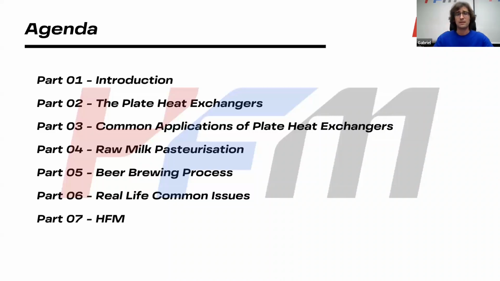Then I'm going to talk about the common applications of these plate heat exchangers, how they're used for many different products, like edible oil, milk, juice. They use heat exchangers in different ways, and I'm going to give you a wide perspective of them. But I'm going to focus on two of them. I'm going to talk about raw milk pasteurization, to better explain pasteurization itself. It's going to be a very illustrative explanation with a lot of images so that it's easier for you to understand. And I'm also going to talk about the beer brewing process.